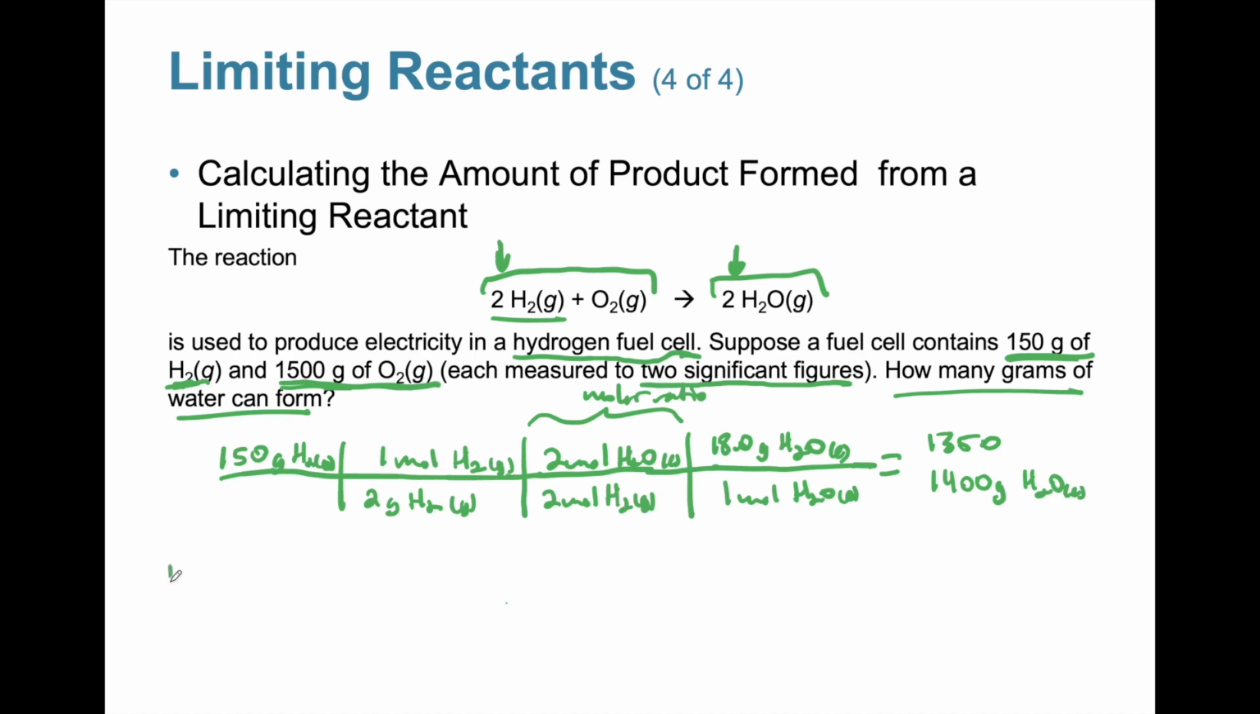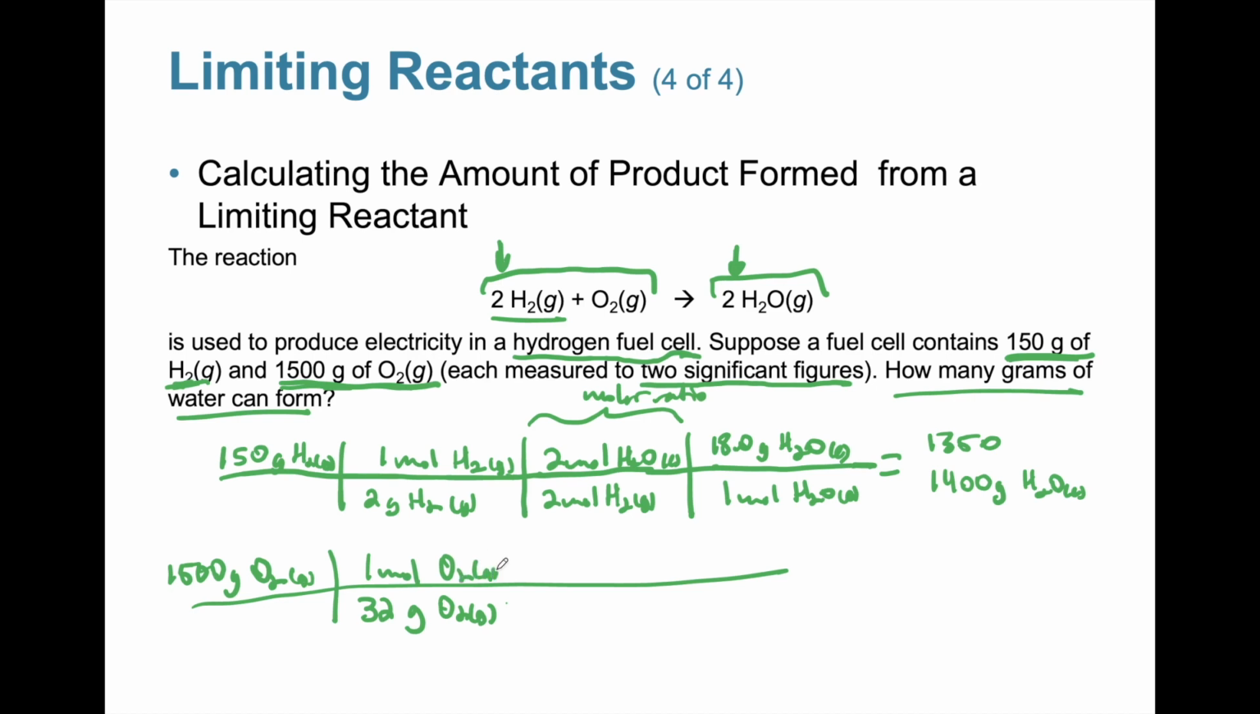Let's do it with oxygen now. 1,500 grams of O2 gas now. Set up my fence post. And then for every 32 grams, I think, of oxygen gas, 32 because oxygen is 16 and there's 2 of them, I get 1 mole of O2 gas, right?